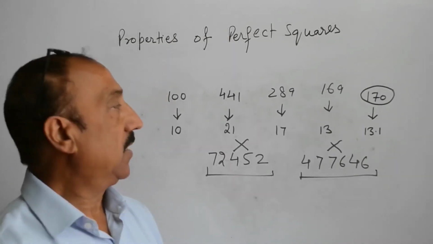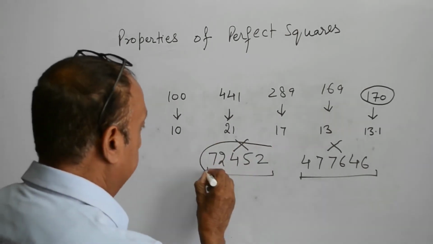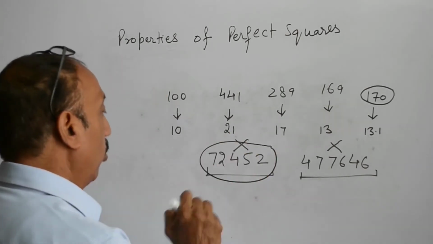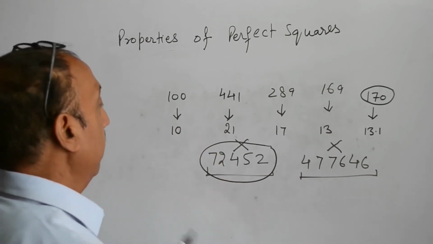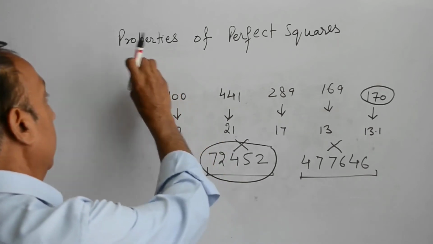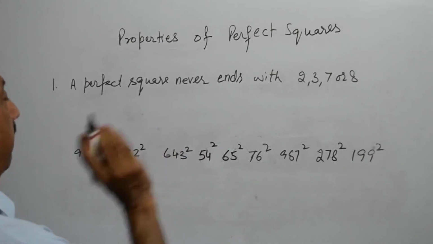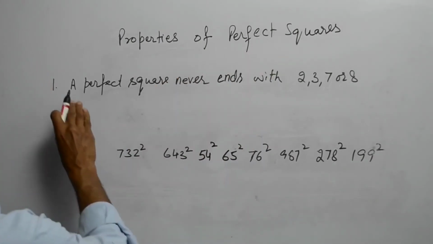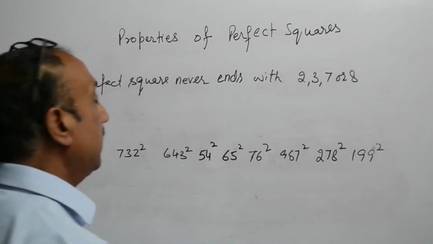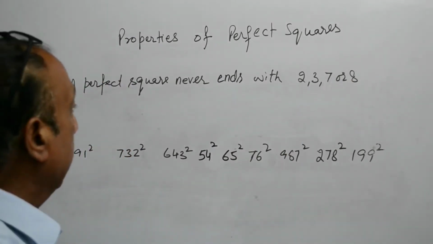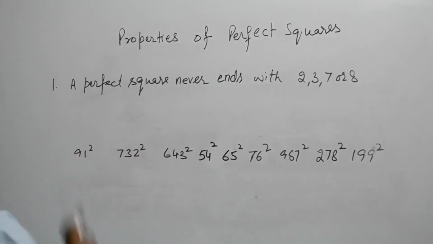To acquire this skill of learning whether a particular number is a perfect square or not without doing actual calculation, just with the help of our observation and mental math, we need to learn the properties of perfect squares. The first property of a perfect square is a perfect square never ends with 2, 3, 7 or 8. It means the last digit of a perfect square can never be a 2, a 3, a 7 or an 8.